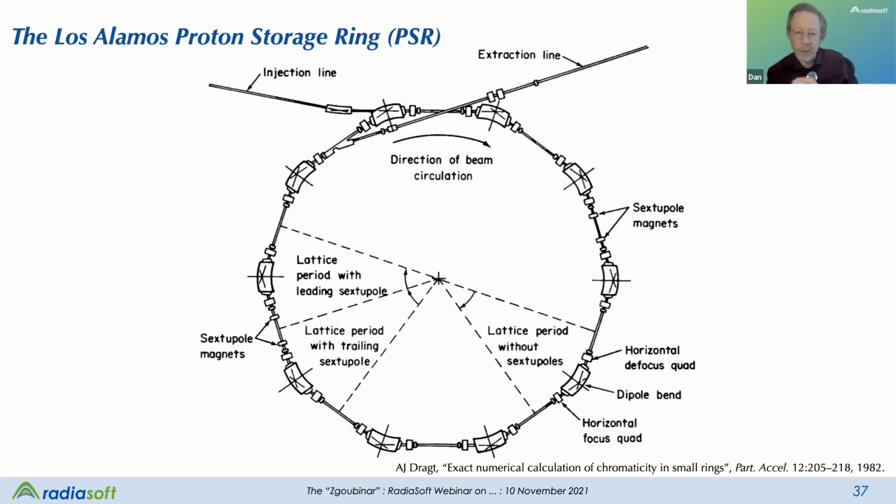Here is the machine I'll use for our simulations. It is the Los Alamos Proton Storage Ring, or PSR. I like using this machine for a number of reasons. There's an excellent paper by Dracht analyzing the PSR, which makes this lattice an excellent choice for benchmarking codes.